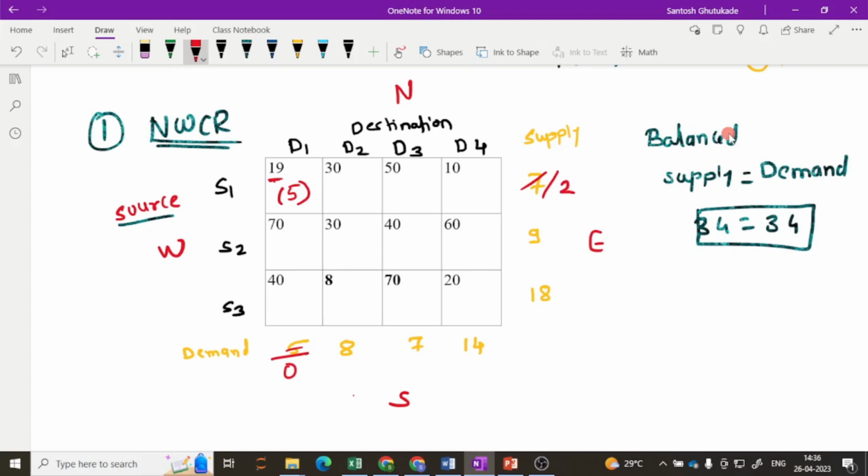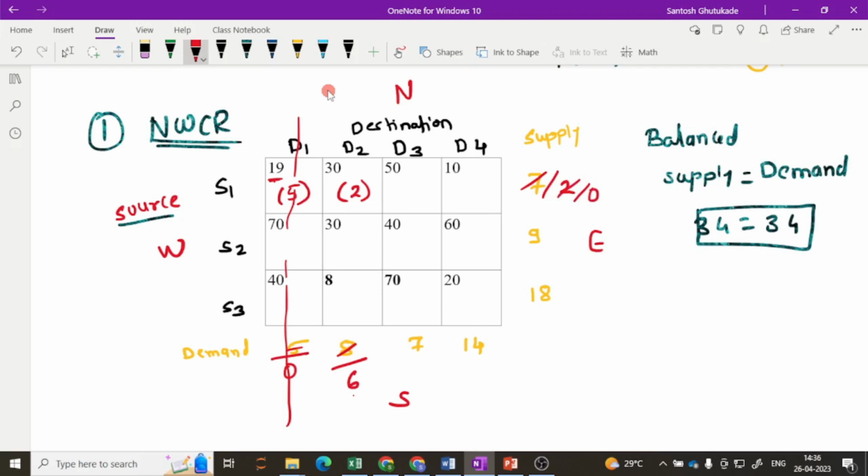Now this column becomes 0, so we will cross this column, or draw a line over it. Now this is the remaining matrix, and in it we give the allocation at the northwest corner. Here 30 is the northwest corner. For 30, supply is 2 and demand is 8. So we give the supply 2 here. Supply given 2, so remaining demand is 6, and here supply is finished, so it becomes 0.